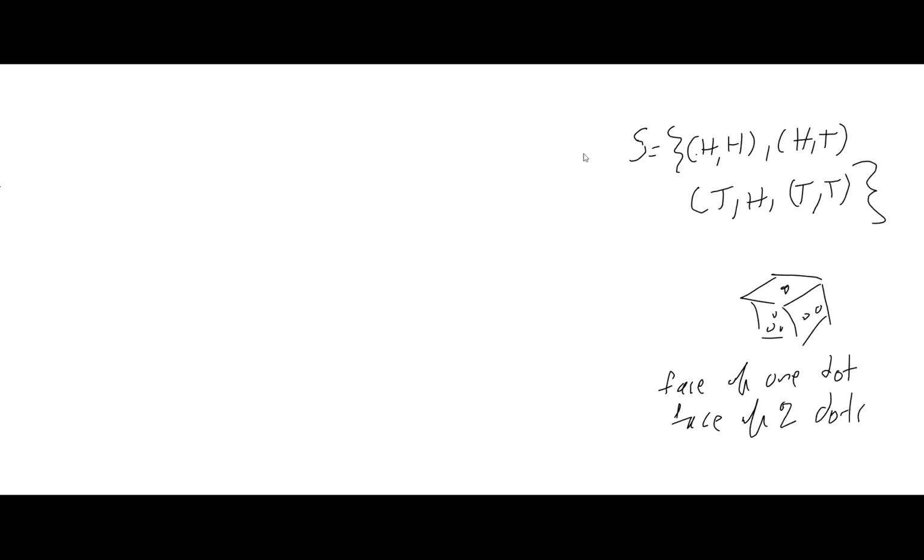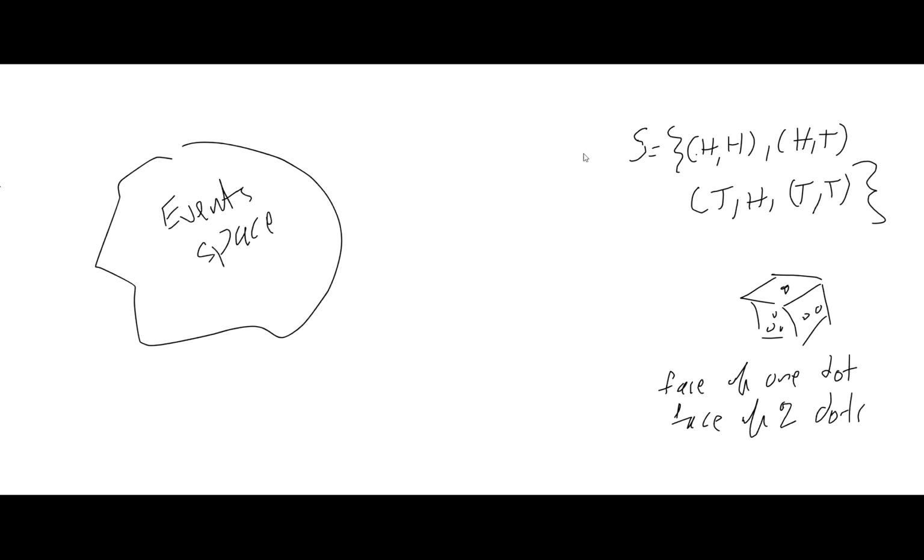Dealing with events is not straightforward, or is not convenient to use in mathematics. So what we need is to map these events into numbers. The idea that we have here: we can say that this is the event space. We need to convert this.